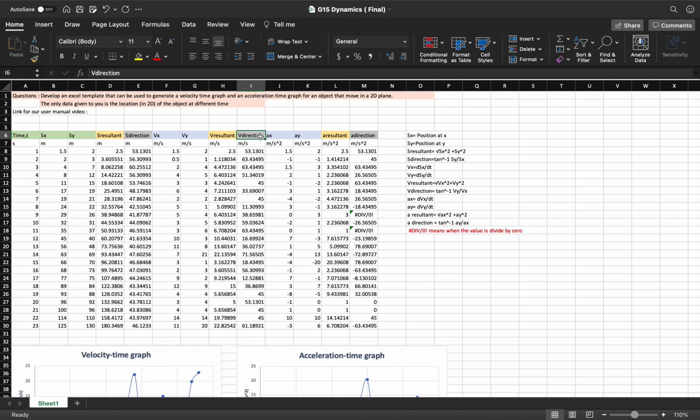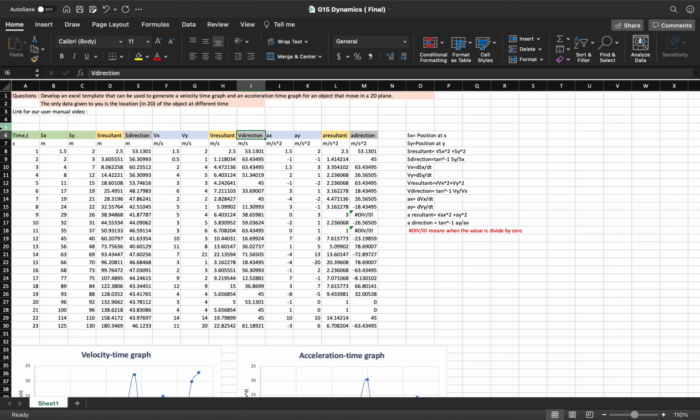In order for us to observe the movement of the object in a 2D plane randomly, we are going to draft the values of time, Sx and Sy randomly in this plane. So here is the data of our group that we designed for the object.